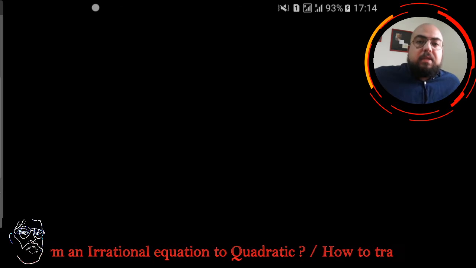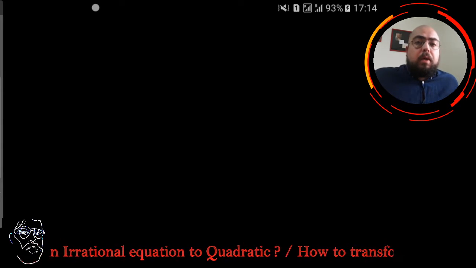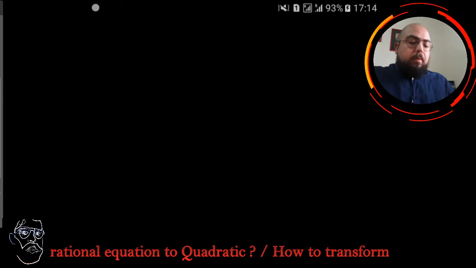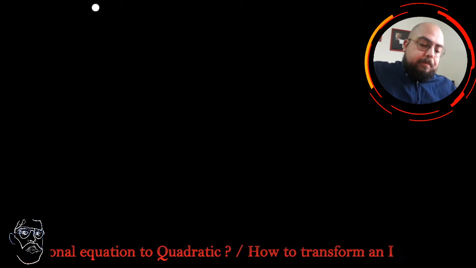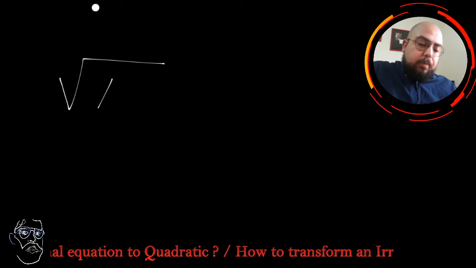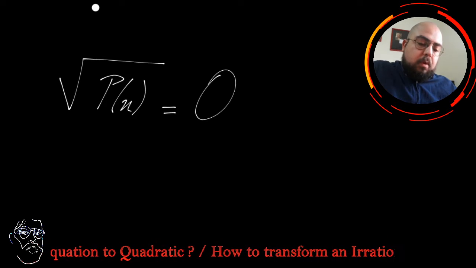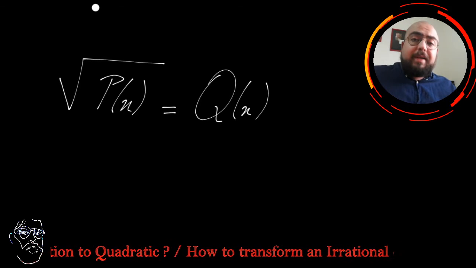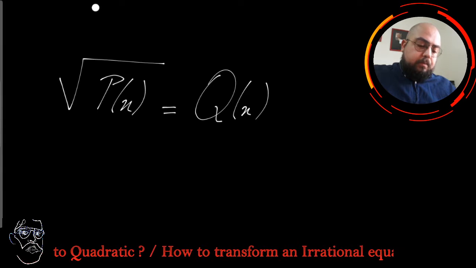But in this case, whenever we have an equation which is in the irrational form, how can I transform it to quadratic form? So what do I mean by irrational? Let's start. Whenever you have the square root of your polynomial p of x equal to a certain polynomial q of x, how should I proceed? I will directly take an example and we're going to solve it together.